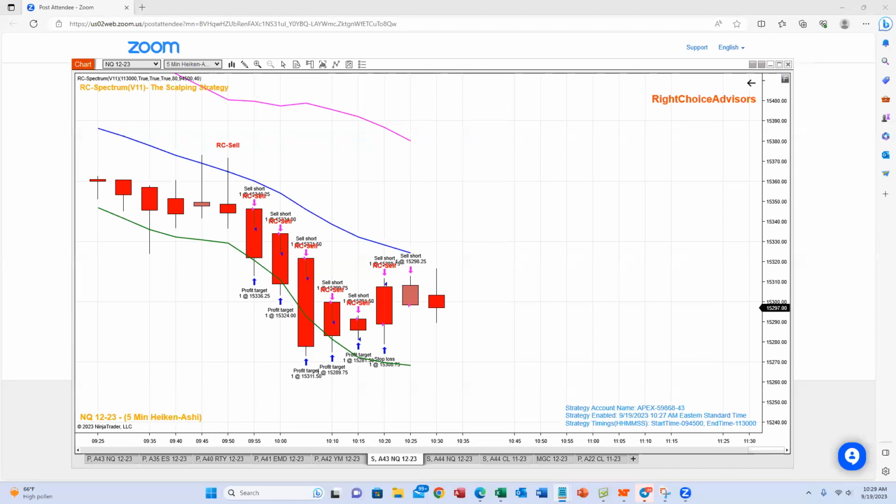Generally, we'll have three or four profits, one stop loss. Again, three or four profits, one stop loss. Overall, at the end of the day, will be green.